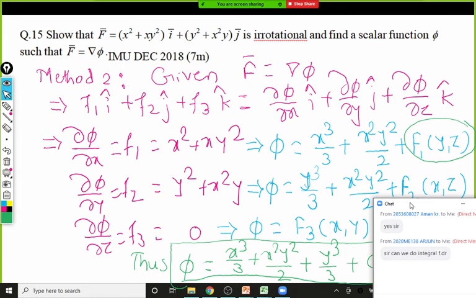So can we do integral of f dr? Yes, we can integrate f bar with a dr, but you should know f bar in terms of r. Then, if you are given, suppose, r square dr, you can integrate. But you cannot integrate r bar dot dr. You cannot do that way. So this way is the only way you can get the answer, Arjun.